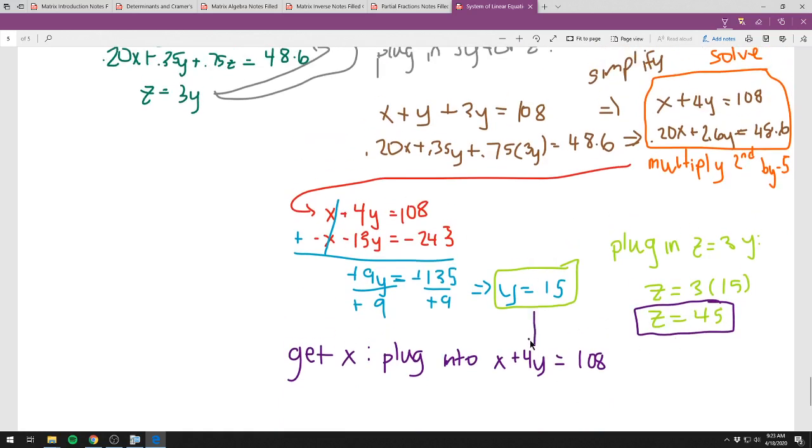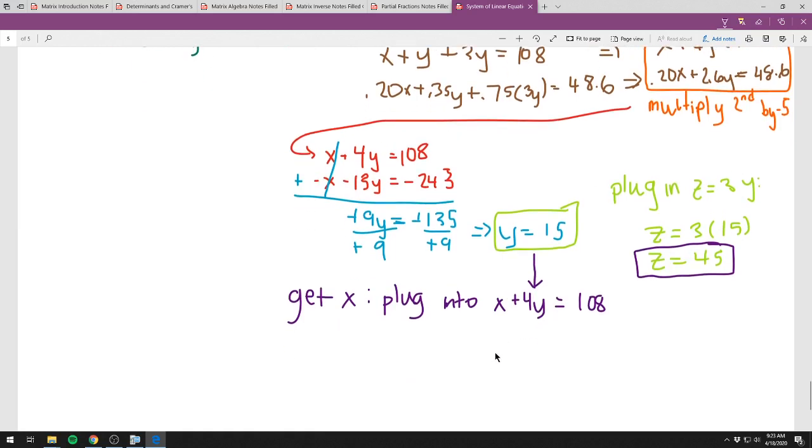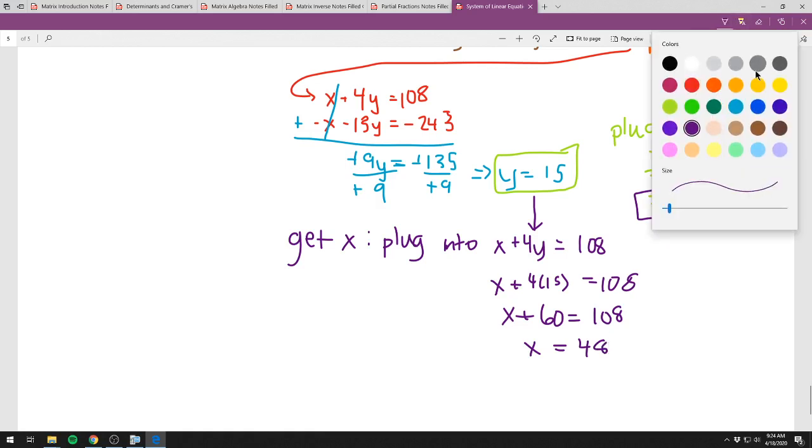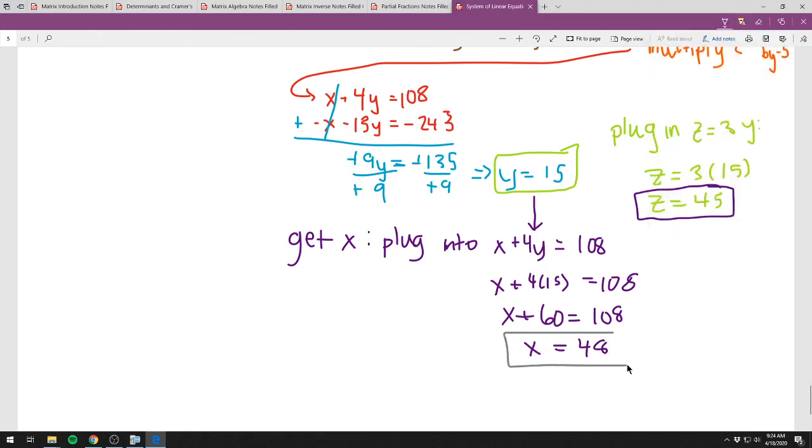Okay, so we plug in 15 for y into our equation. We get x plus 4 times 15 equals 108. 4 times 15 is 60. And then we subtract the 60 from each side and we get x equals 48. All right, so we've got our three answers.